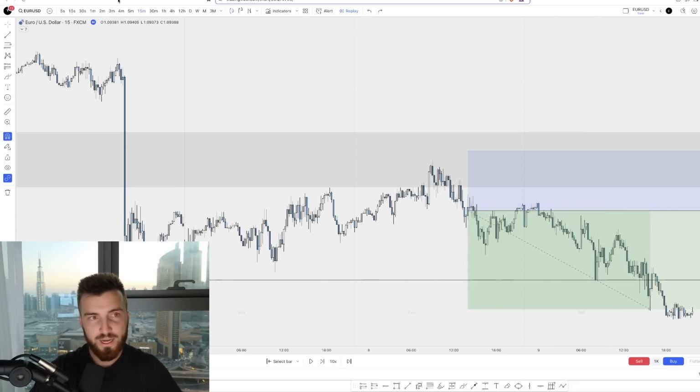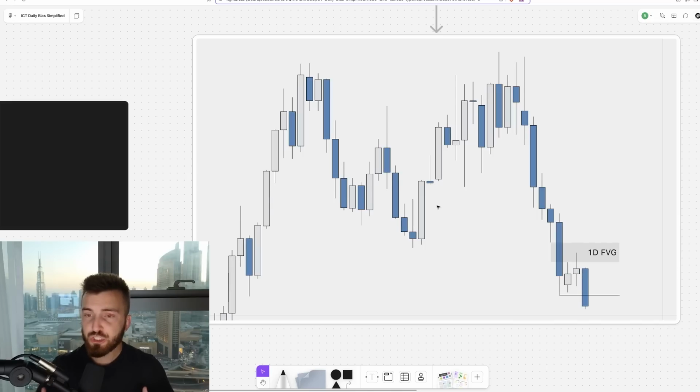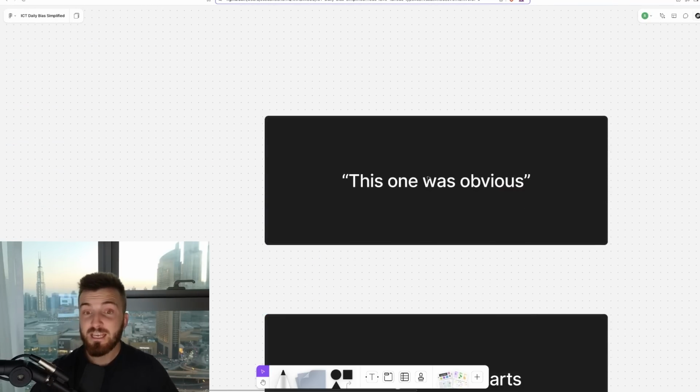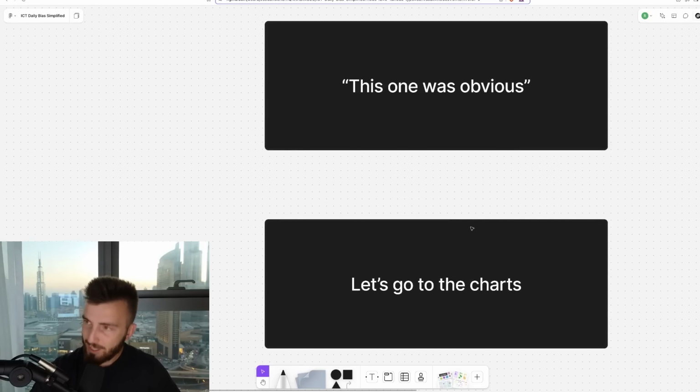Right? So great trade in general. And this shows you how simple daily bias can be. And I know that right now you're thinking, well, you just picked this one, it was obvious. So let's go into the charts. But first of all, I want to tell you guys something. What is the problem with this one being obvious?